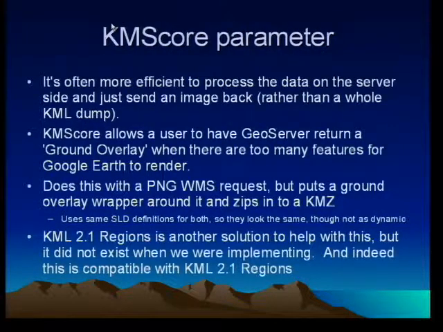The other thing we did was a KM score parameter. And this is basically, sometimes it's more efficient to process the data on the server and send an image back as opposed to dumping all this XML. So what we do with the KM score is the user can say, over a certain number of features, don't send me back the information because it may be too tough for Google Earth to render. So we have the server make a 2D ground overlay as opposed to passing that full KML. The server renders that image and puts it back.